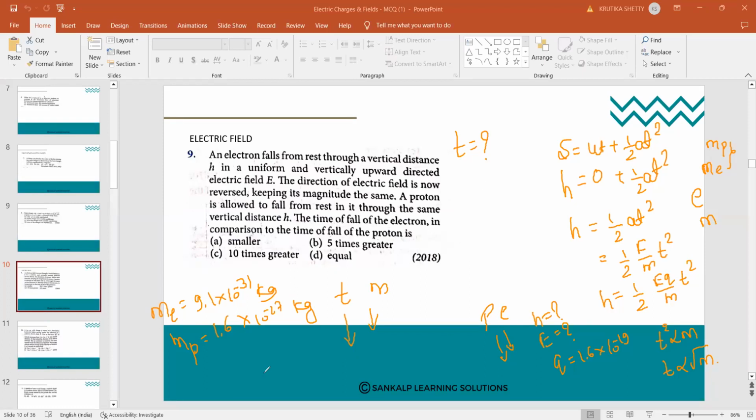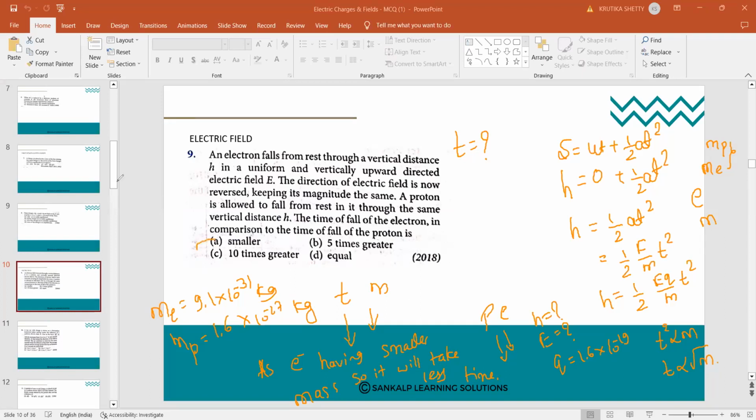Yes, so what is the conclusion now? The conclusion is, as the electron has the smaller mass, it will take less time. That is our option A is correct here.